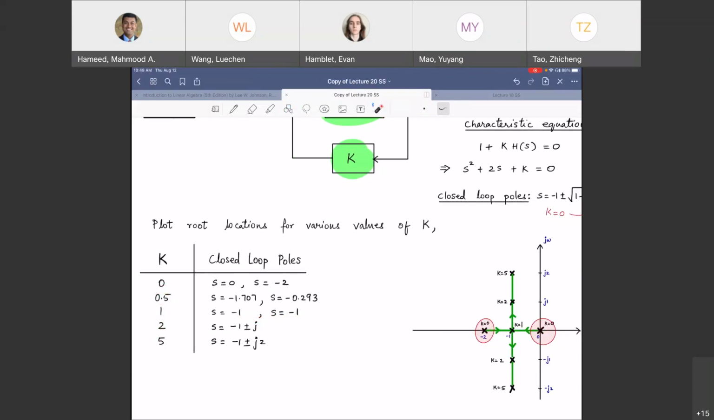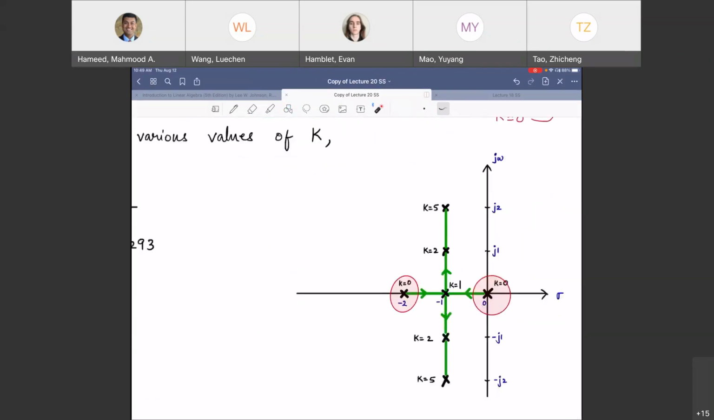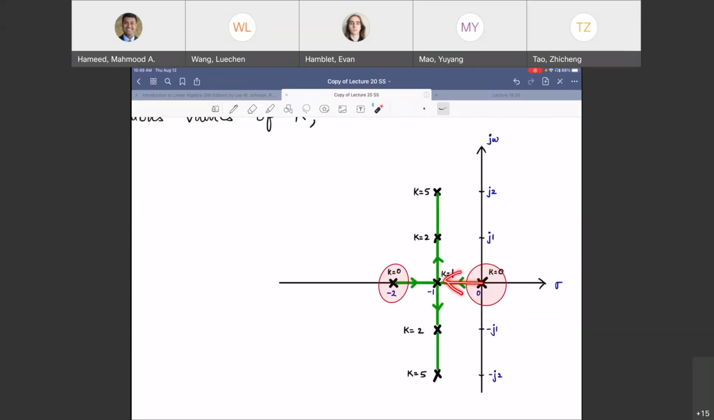If you try to plot these out in the S-plane, take a look. This guy moved here first, this guy moved here first. They both met over here when the system was critically damped. And when you increased K even further, one pole moved up here, the other pole moved here. What was the state of the system then? The system state was an under-damped system. So it went from an over-damped system to a critically damped system to an under-damped system as you are increasing K.